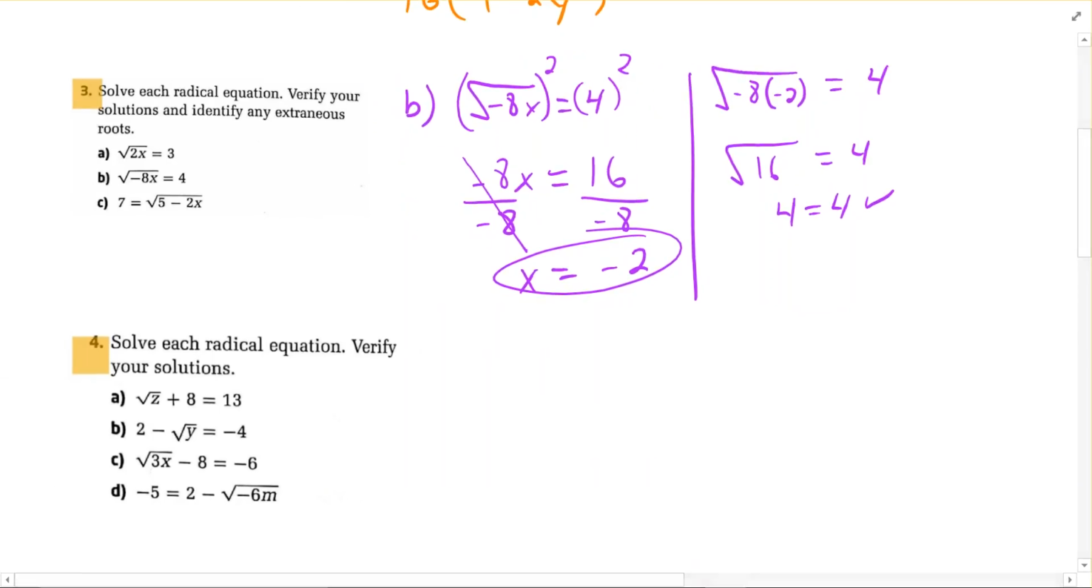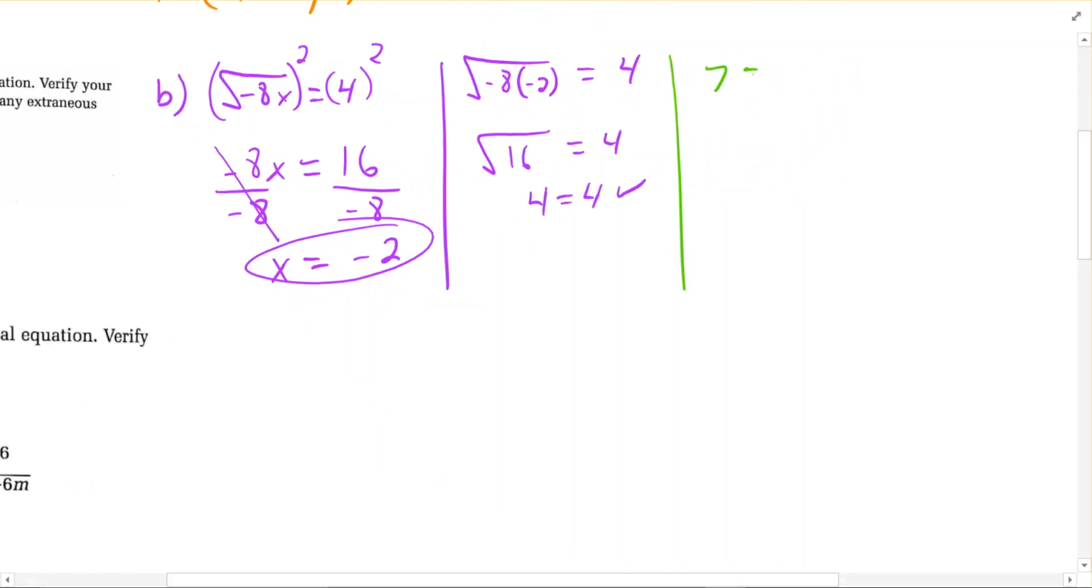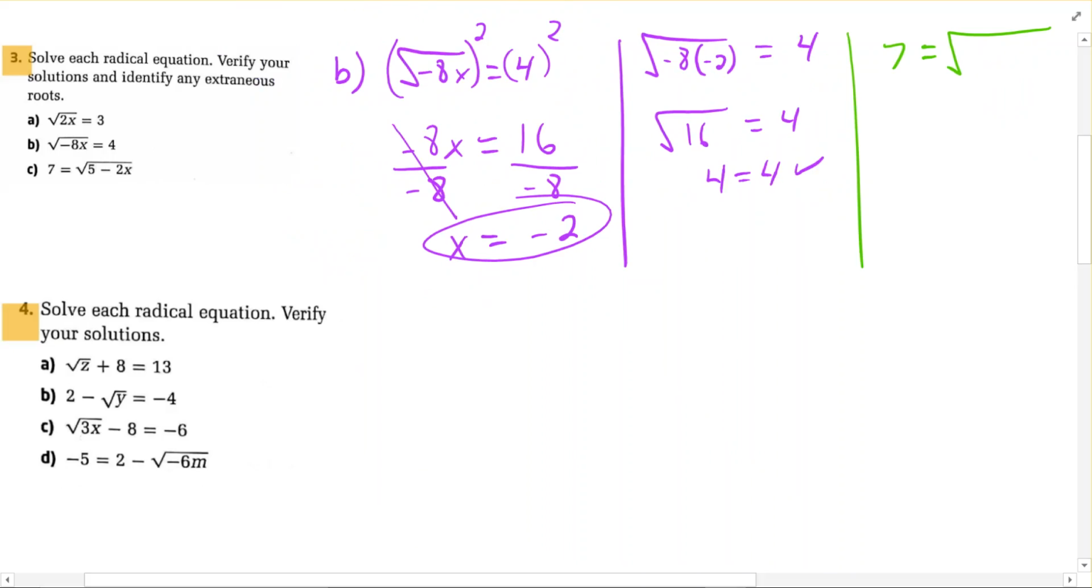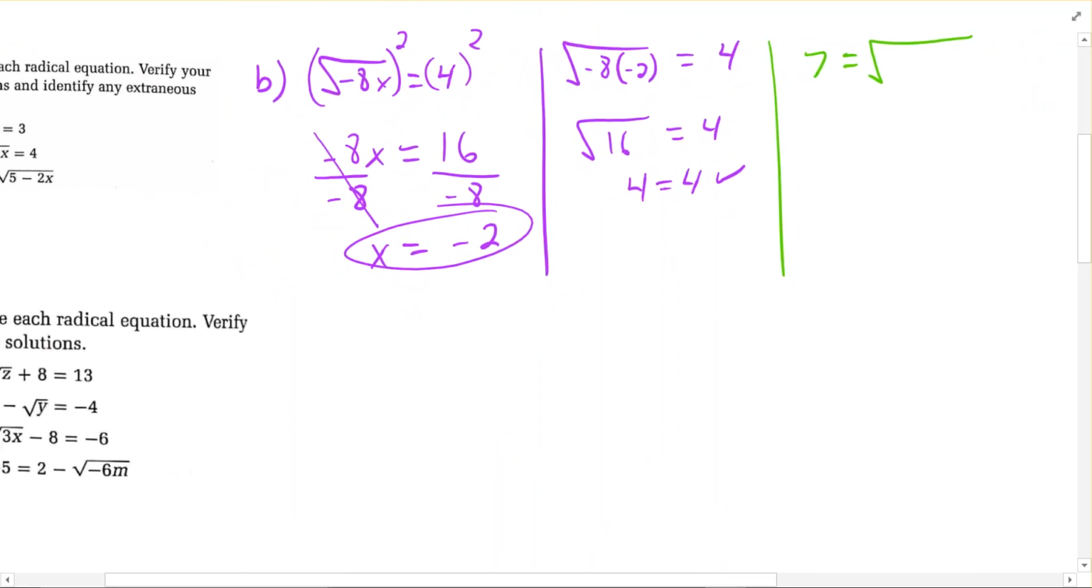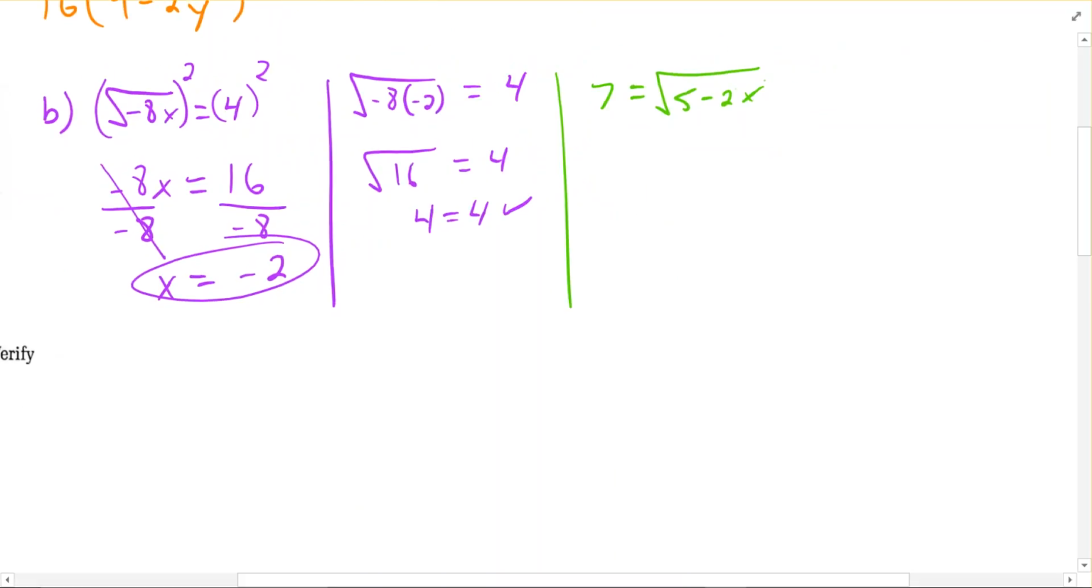Okay, let's do C. So 7 is equal to square root of 5 minus 2x. Okay, so again, I need to get x on its own, but it's kind of trapped underneath that square root right now, so I need to get rid of that first. So let's square it, but then I have to square the other side. So we've got 7 squared is 49.